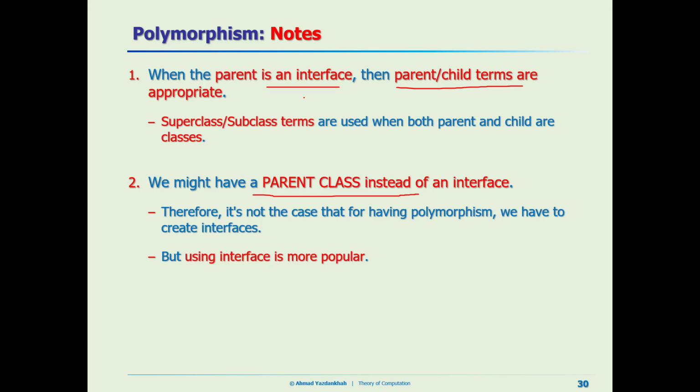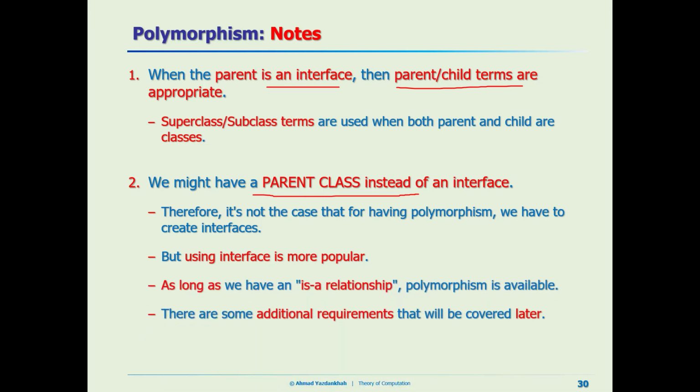to create a polymorphism relationship, right? But that is not the only case. Instead of the interface, we might have a parent class, right? So if we have a parent class, then we can pass the child objects instead of the parent class. But interface is more popular. That's why, when I was covering the interfaces, I said this is a very important thing, and you will hear a lot during the semester about the interfaces.